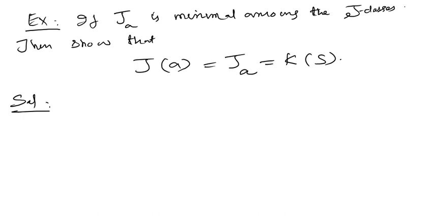Solution इसका: since this J class is minimal among all the J classes, we first show that this is the kernel. It's given that J class of A is minimal among all J classes. So now we need to show that this ideal is also minimal.